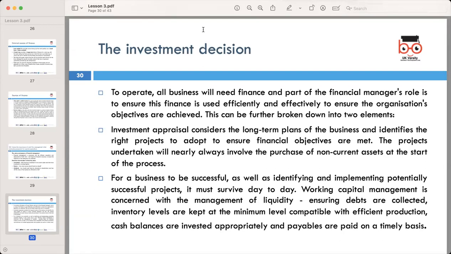When it comes to investment appraisal, we need to consider the long-term plans of the businesses and identify the right projects that will help us meet our financial goals. In most cases, these projects will involve the purchase of non-current assets.